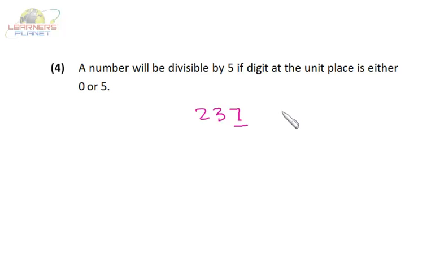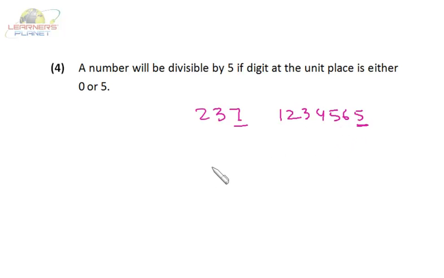Okay, I take one more example. 1, 2, 3, 4, 5, 6, 5. Now we have to say whether this number is divisible by 5 or not. Just see the unit digit. Okay, we are not worried about the number of digits in the given number. So the unit digit is 5. That means this number is divisible by 5.